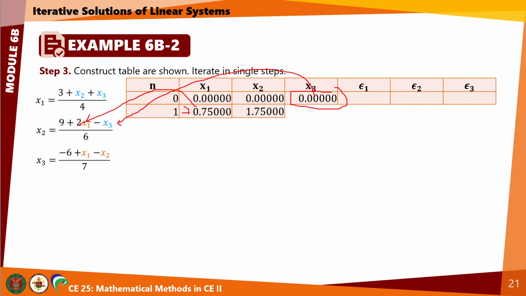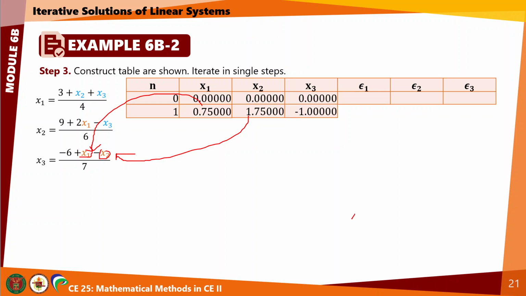Okay, pero kay x sub 3, since pareho nang may current value si x sub 1 and x sub 2 sa current iteration, yun ay substitute natin. Negative 6 plus 0.75 minus 1.75. So that's negative 6 minus 1, it's negative 7 over 7, you get negative 1. And again, kunin lang natin yung absolute error between the previous and current values of our x variables. So 0.75, 1.75, 1.